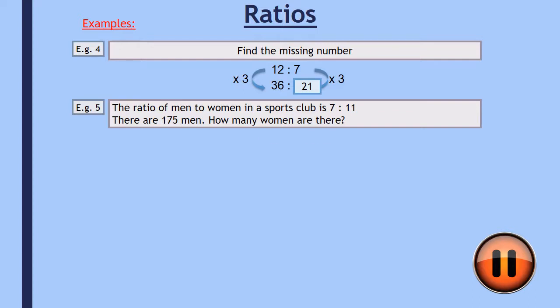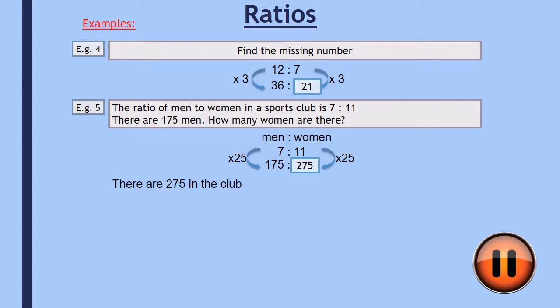So in order to work this out, we know we're looking at the ratio of men to women. We've got 7 men to every 11 women. Now, if we've got 175 men, what have we had to multiply 7 by to get to 175? Well, we multiplied it by 25. So now 11 times 25 gives us 275. So our new ratio is 175 to 275. There are 275 women in the club.